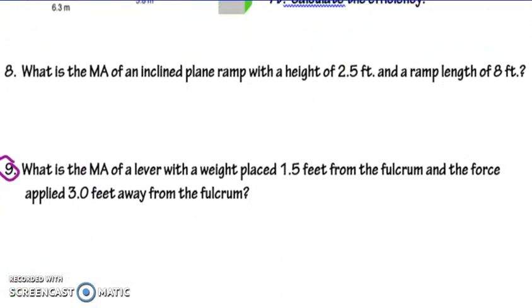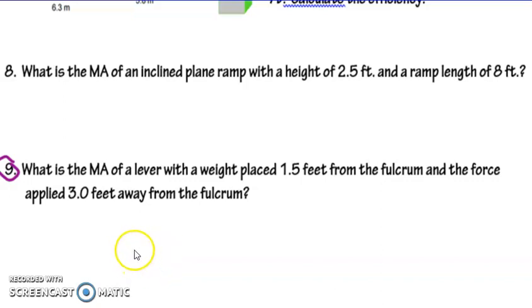Okay, what is the AMA of an inclined plane? You know how to do that. The MA of a lever with a weight placed 1.5 feet from the fulcrum and the force. Let's just draw this one out. What is the MA of a lever, with a weight placed 1.5 feet from the fulcrum? So what would that look like?